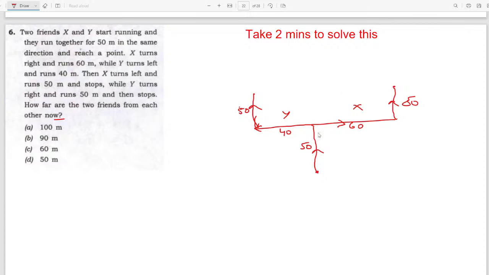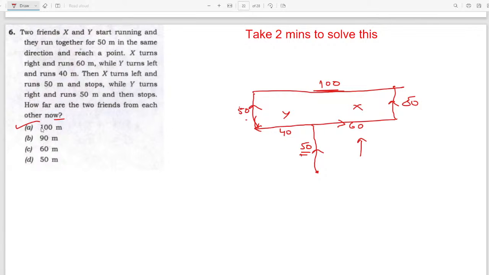So they have traveled, in this direction, the distance is almost the same, 50 and 50. 100 meters, they have moved towards one direction. And then it is asking how far are the two friends from each other now. This is the distance now. This is horizontal because on this line, they have traveled the same, 50 and 50. So this line is 40 plus 60 is 100. Correct answer is option A.